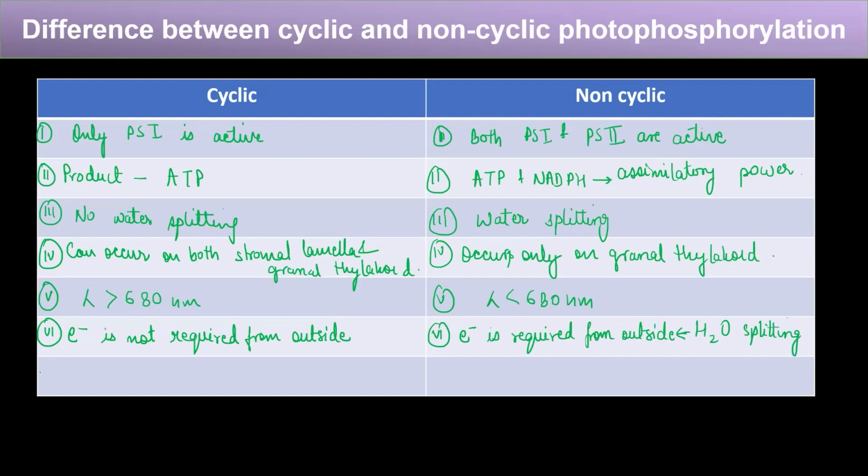Now, under what conditions does cyclic photophosphorylation happen, and under what conditions does non-cyclic photophosphorylation happen? Cyclic photophosphorylation happens in anaerobic conditions, because here no oxygen is forming. And it happens when there is poor carbon dioxide availability. When carbon dioxide is in very low concentration, cyclic phosphorylation happens. And this is the seventh point: non-cyclic photophosphorylation occurs in aerobic conditions.